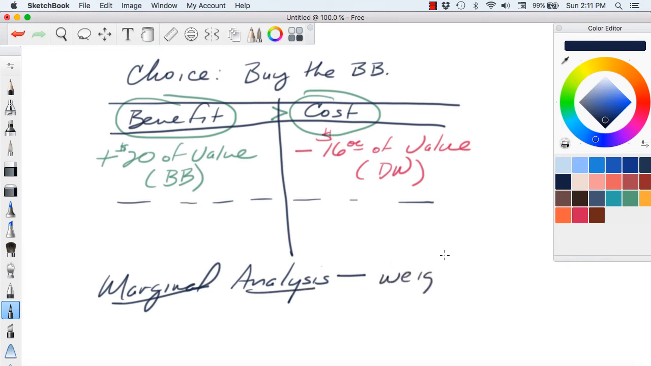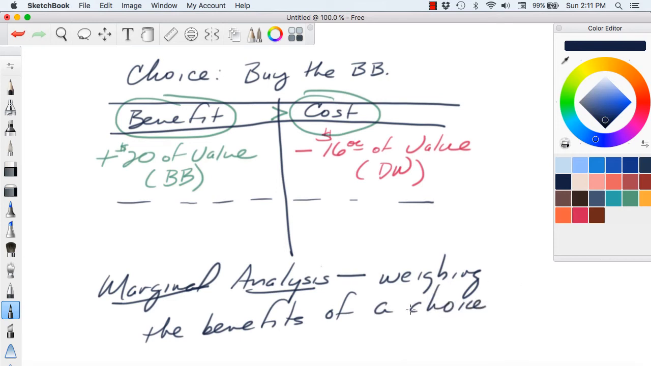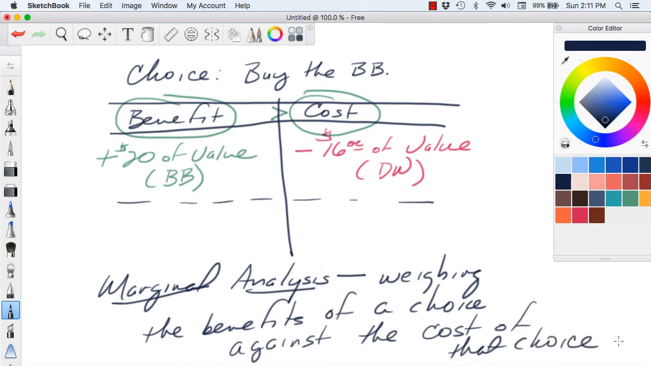So let me write this out. Weighing the benefits of a choice against the cost of that choice. And again, you got to be careful. The true cost is not money or time. So the price is not the true cost of the burrito. The true cost of the burrito is the value of the Dewey I gave up in making that choice.